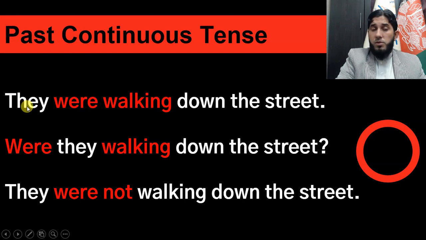If your subject is third person singular, you need was. And with other subjects, you need were. Okay, so they were walking down the street. And if you want to make it interrogative or a yes-no question, then bring to be at the beginning. Were they walking down the street? Negative: they were not walking down the street, or they weren't walking down the street.